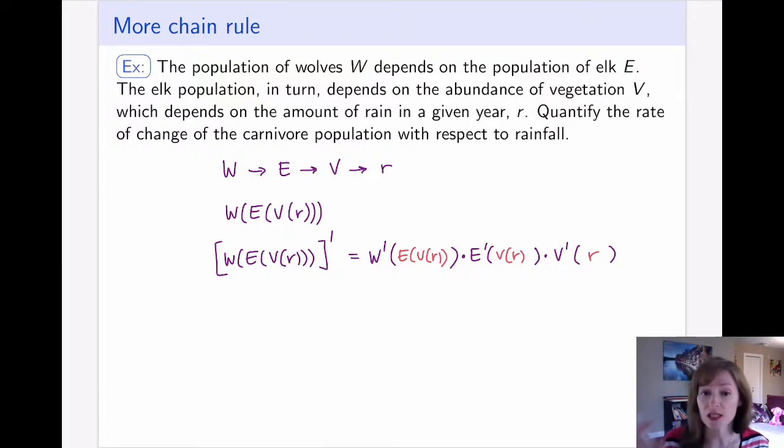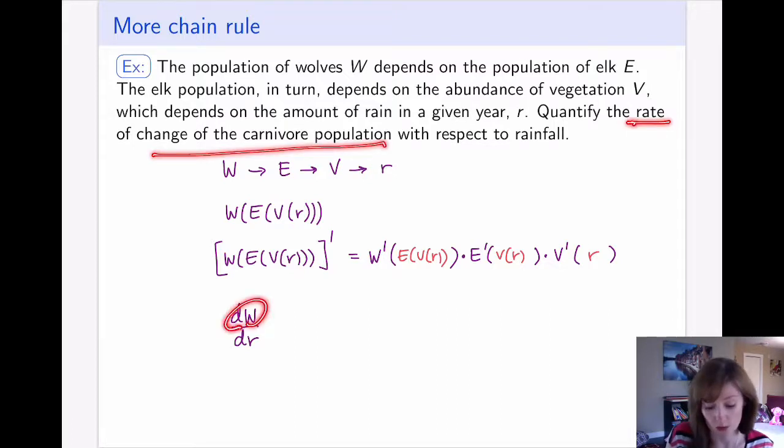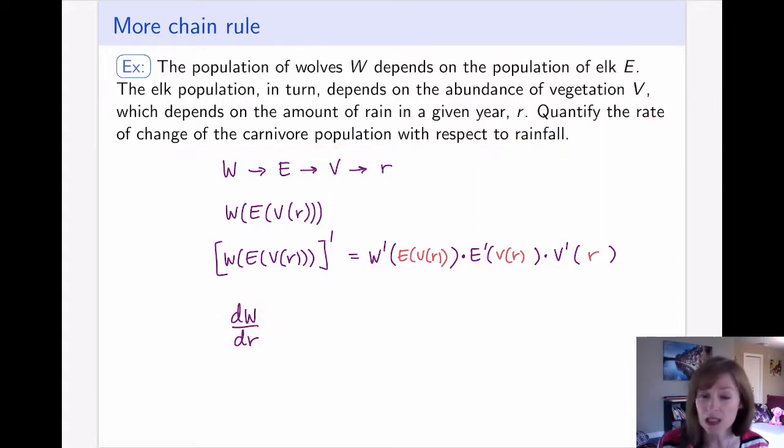So instead of stating the derivative the way that we did, I am going to use the notation that we've discussed earlier, which is df by dx notation. So in this case, I would like to quantify the rate of change of carnivore population, which are wolves, with respect to rainfall, which is r. So this notation makes it immediately clear what it is that I'm taking a derivative of, and what it is that I'm taking a derivative with respect to. And now the chain rule tells me that I have to go through all the layers of my chain to get from w all the way down to r, okay?